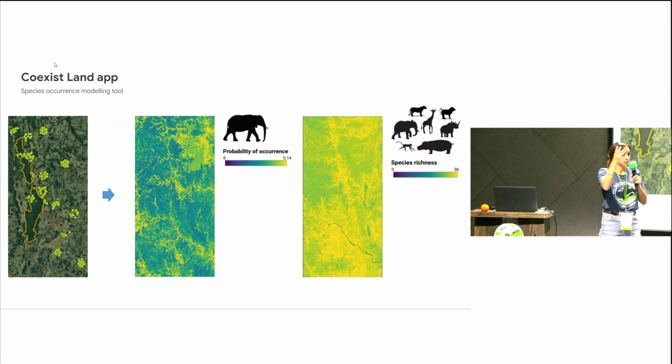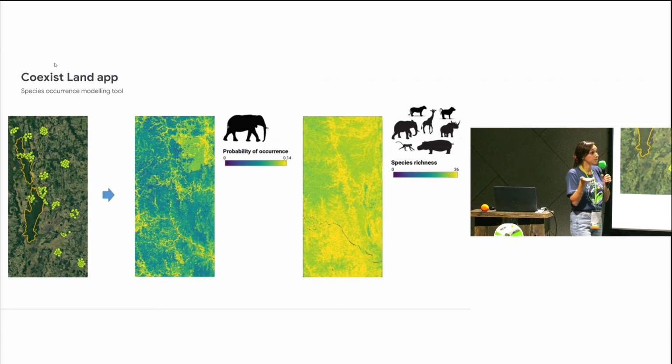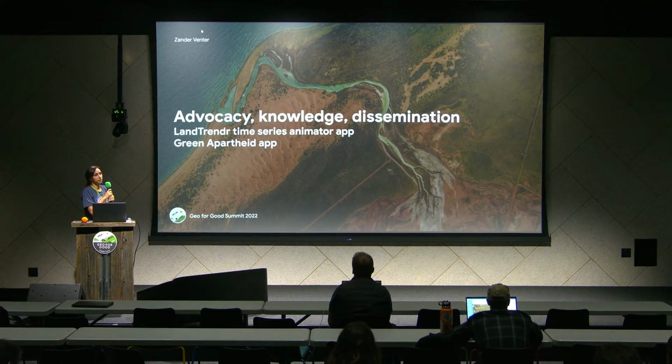And if you select a group of species that you're interested in, then you will get the number of species estimate for your landscape. So just an example, there's a lot of good examples that we added into the spreadsheet on data analysis apps. And back to Zander.